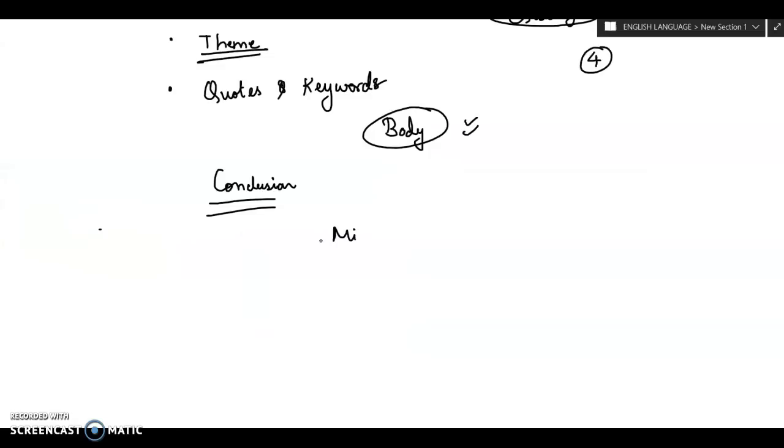And see, misquoting is not a good idea. In case you have not learned quotes and you're not able to remember while writing your answer, misquoting should not be done. Please avoid it. If you don't know the quote, leave it. Don't make a negative impression, right?